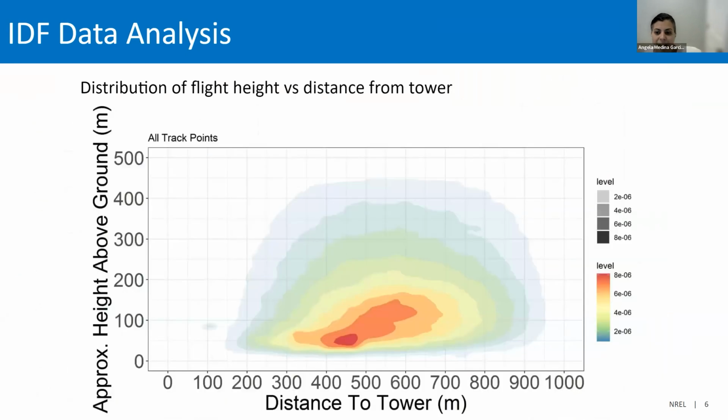Next, we wanted to see how the tracks were distributed along the approximate height above the ground. Here in this graph, we have approximate height above the ground on the y-axis and the distance to the tower on the x-axis. You can see overall that most of the detections are concentrated in an area between 300 and 700 meters from the center of the tower, and at an approximate height between 25 and 150 meters.